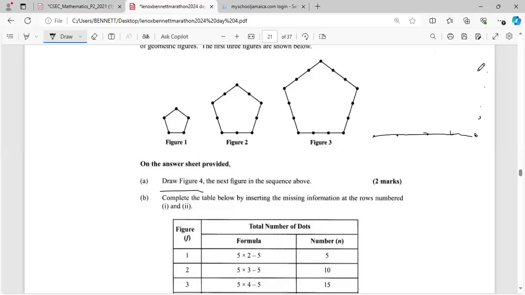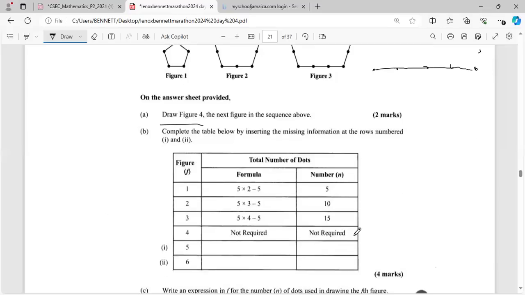You don't have the 5 just like that. This makes 1. First, we started drawing too big, but it should be 5 all around. 5 dots on this side, 5 dots on this side, 5 dots on that side, 5 dots on that side. So that should be figure 4.